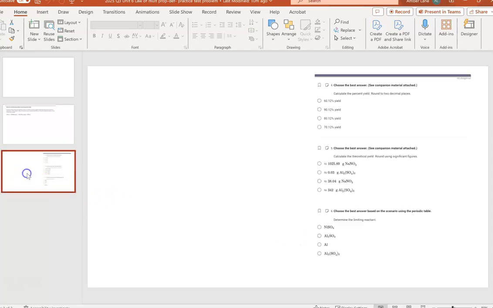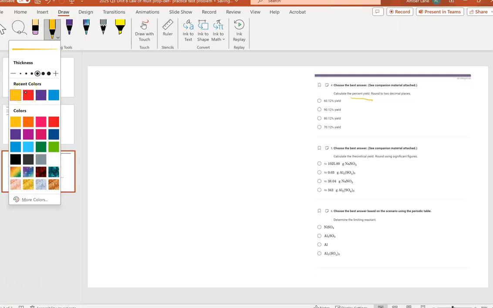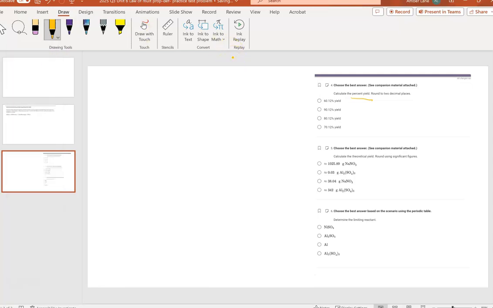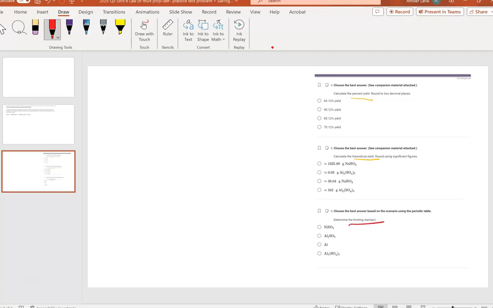So what Bright Thinker is asking you to do is calculate your percent yield, your theoretical yield, and your limiting reactant. I want to show you the best way to do this, and I'll show you on the next slide. The first thing we want to solve for is the limiting reactant. Then we are going to solve for the theoretical yield, and then the percent yield. That is going to be the best way to do this, even though they've got the questions out of order.